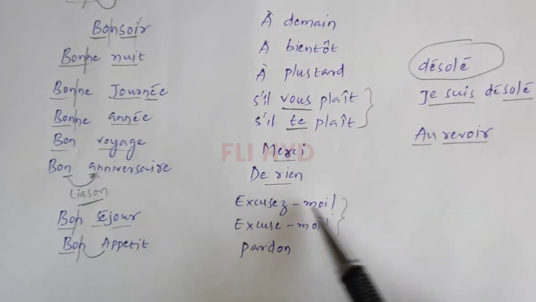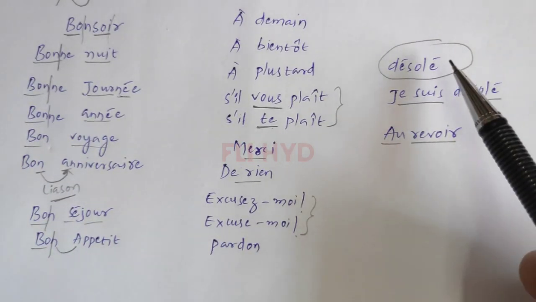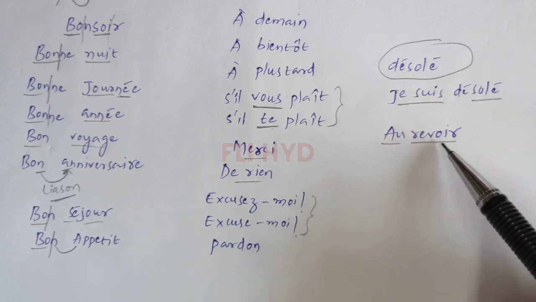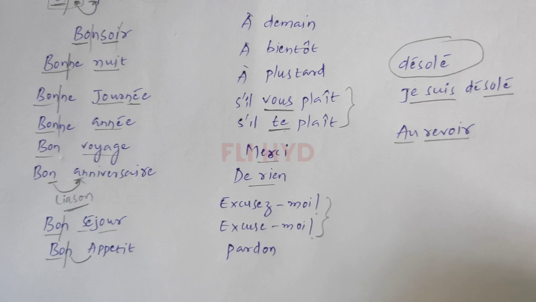Next, monsieur, madame, mademoiselle, à demain, à bientôt, à plus tard, s'il vous plaît, s'il te plaît, merci, de rien, excusez-moi, excuse-moi, pardon, désolé, je suis désolé, au revoir or salut. Clear? So these are all the basic expressions in French.